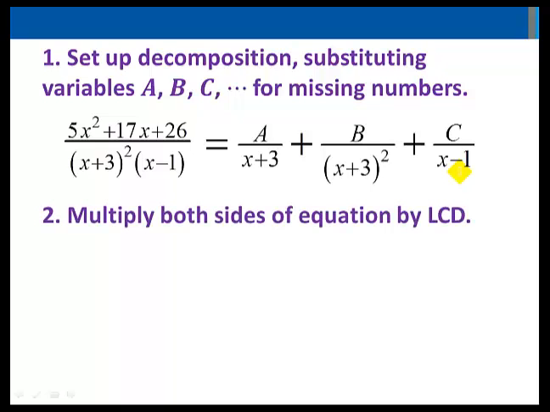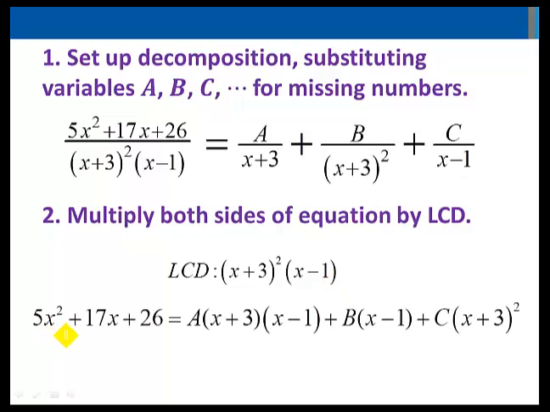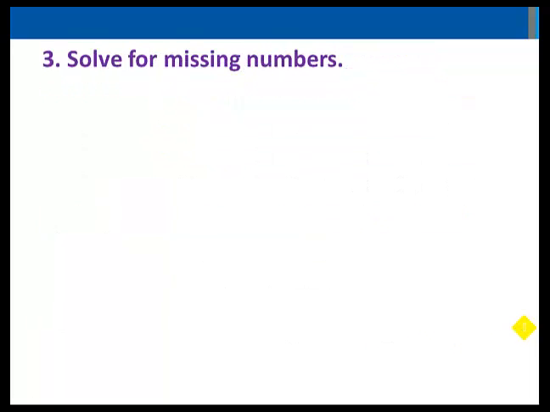I will then multiply both sides of this equation by the least common denominator, which in here is x plus 3 squared times x minus 1. We then have 5x squared plus 17x plus 26 equals a times x plus 3 times x minus 1 plus b times x minus 1 plus c times x plus 3 squared. Next, we solve for missing numbers.